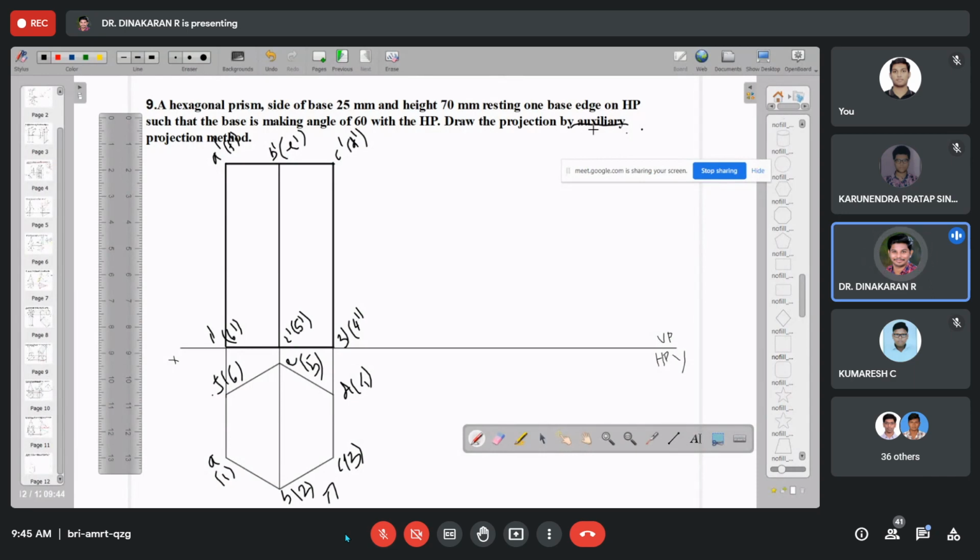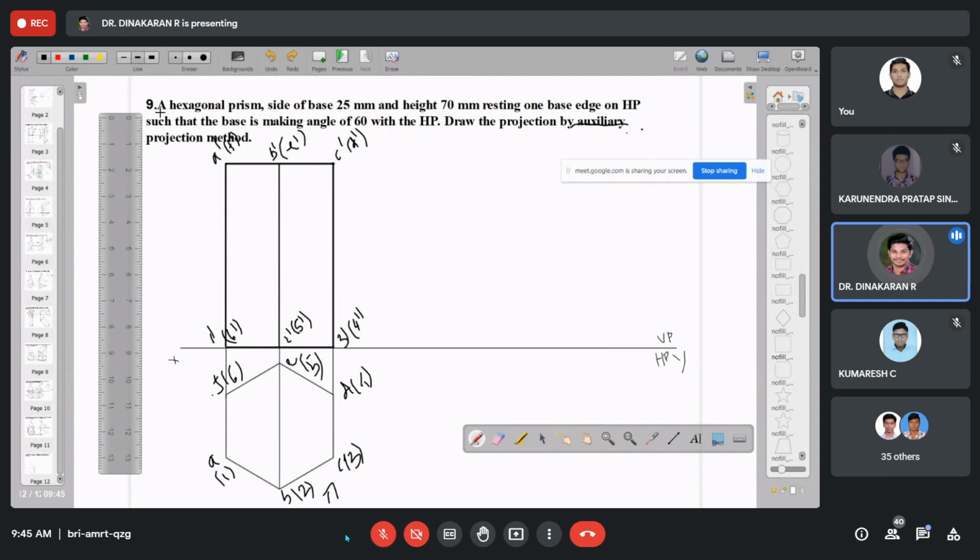Okay, so after checking this question, we need to change here. If it is the change of position method, they will give an axis inclined like that, so you can tilt the axis or the base is inclined. But here they draw the projection by auxiliary projection method, which means we need to draw a new reference line with the respective angle. So what angle is given? 60 degree with the given reference line.